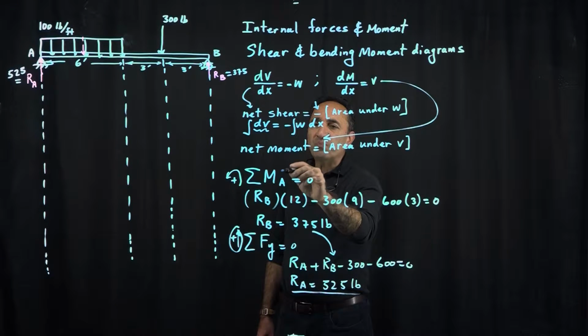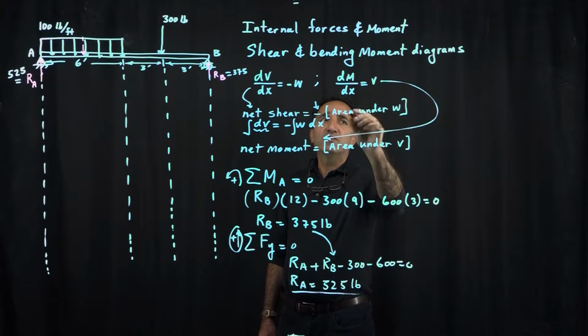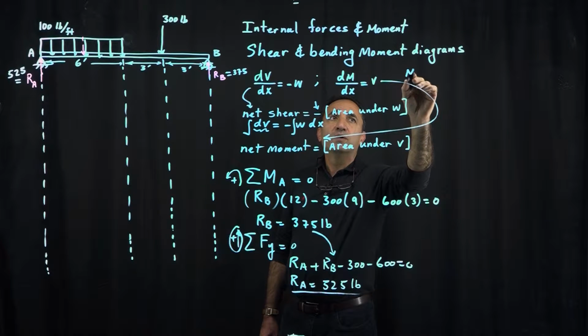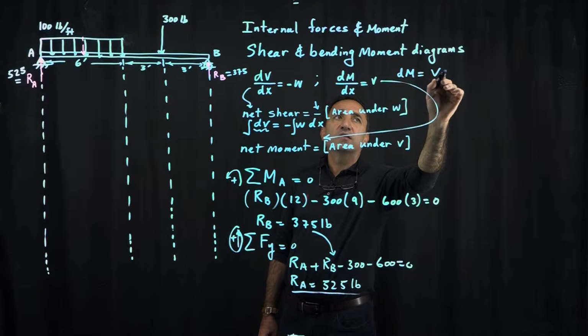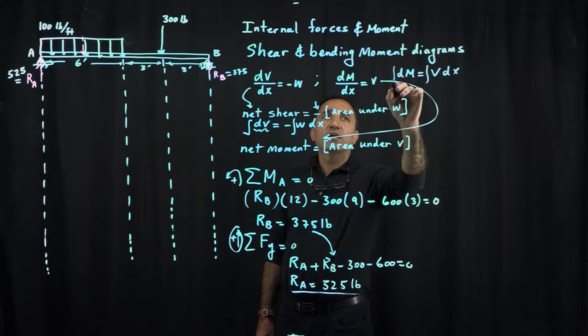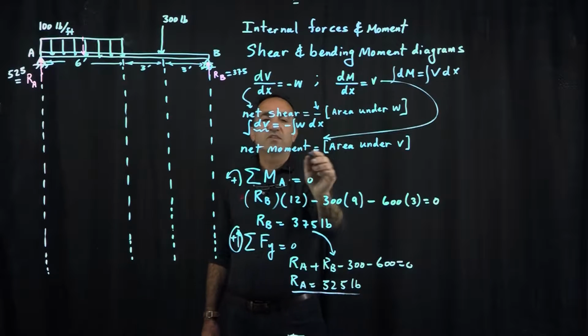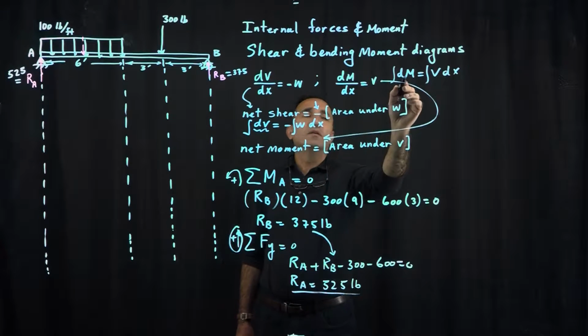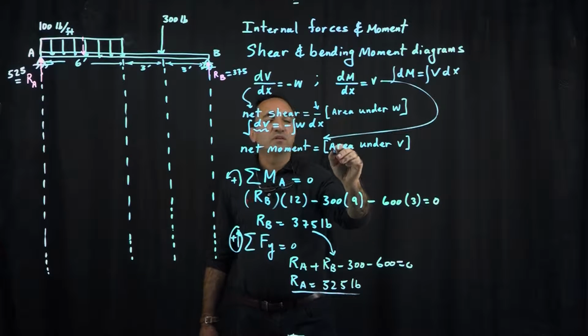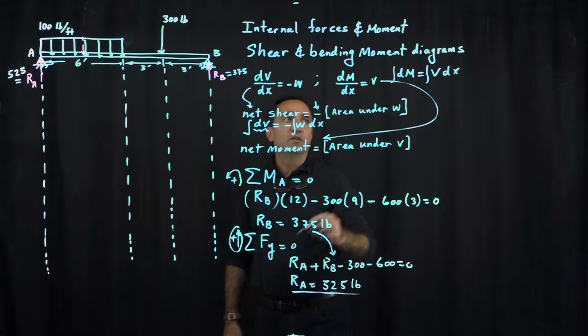Then also, if you rearrange this equation and say dM is equal to V dx and integrate both sides, this leads to the statement that the net moment, M2 minus M1, is equal to the area under the shear load.